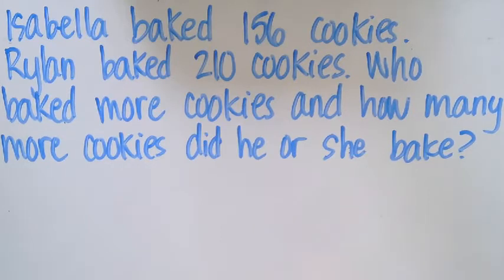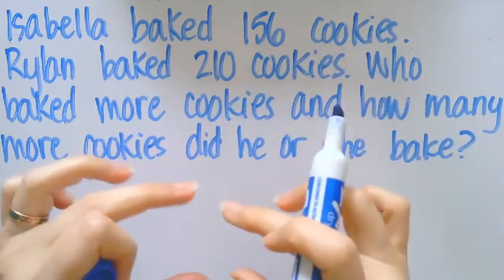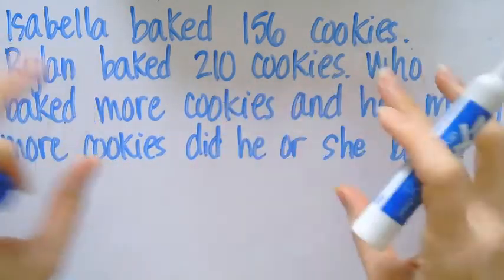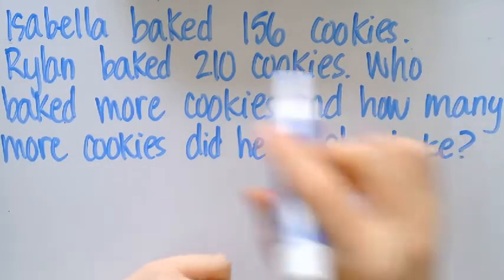Isabella baked 156 cookies. Rylan baked 210 cookies. Who baked more cookies and how many more cookies did he or she bake? If you can't tell already, I'm all about the cookies. All right, so a few different things are going on here and I want to bring up, okay? So I know that Isabella baked 156 cookies. I'm going to go ahead and start my tape diagram. In a second, I just want to tell you a little bit more about what I see in the word problem that I don't want you to miss, okay?